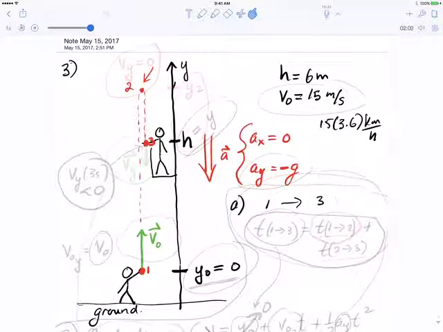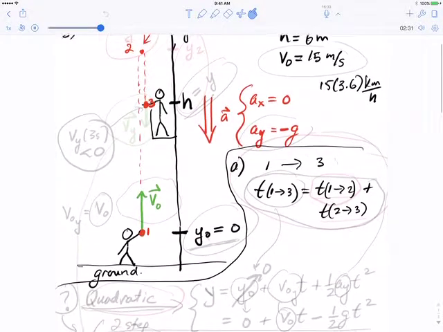Now I know that a lot of you in your previous course have done it in the following way: the time from 1 to 3 is equal to the time from 1 to 2 plus the time from 2 to 3. That's a good way to do it, and you can still do it that way, but I just want to show you a different way of doing that. So I'm going to do part A in a different way.